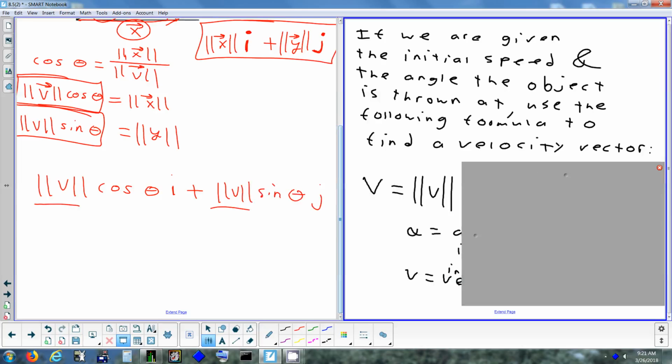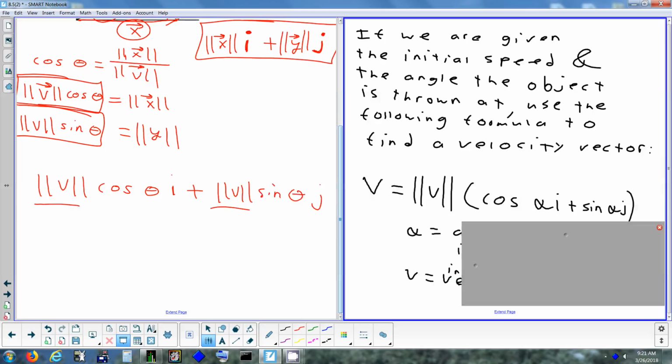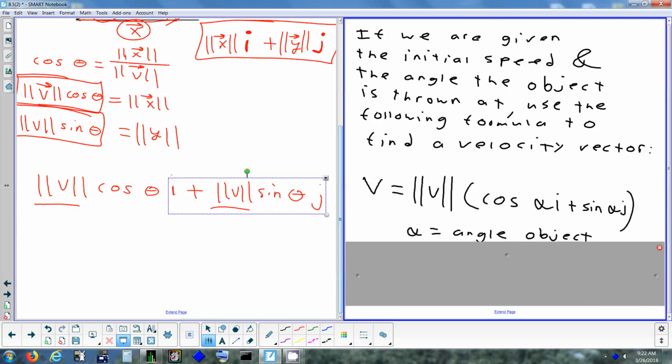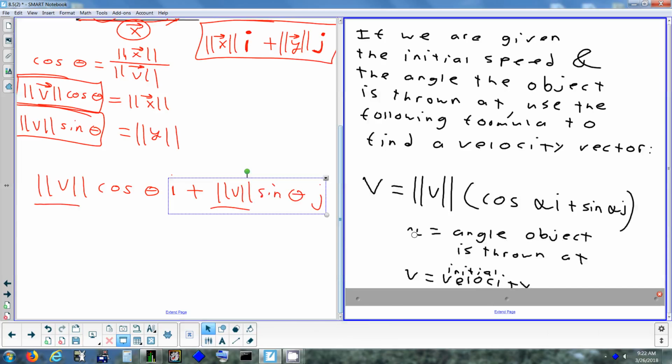Magnitude of v times cosine of the angle i plus sine of the angle j. Again, I can change it to theta. It won't match what's in your book, but that's fine. So magnitude of v, that's the initial velocity of the object. Theta is the angle you're throwing the object at. So really, you just broke it down into a right triangle and found the adjacent and the opposite. And those are the two components.